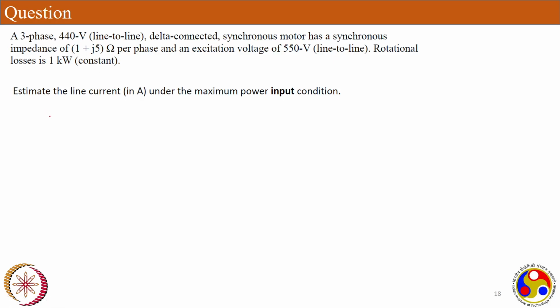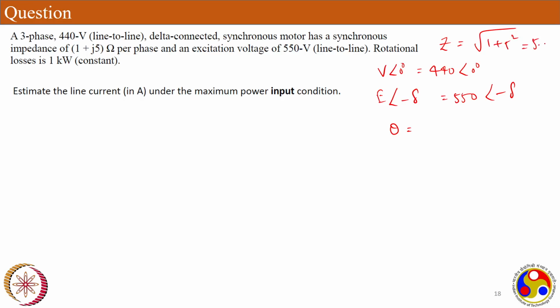Okay, so whatever data I'm writing here: V at an angle is given, it is 440 at an angle 0, and E at an angle minus delta is 550, but delta we don't know. And theta is nothing but the angle of Z, which is given. Z is root of 1 square plus 5 square, root 26. It will be around 5.09 ohms. Now theta will be tan inverse of 5 by 1, so it is around 78.69 degrees. This is the given data.